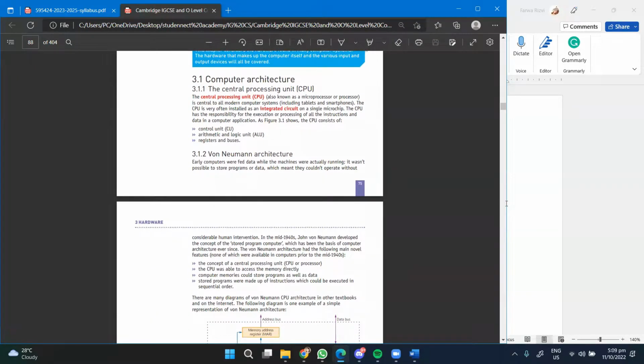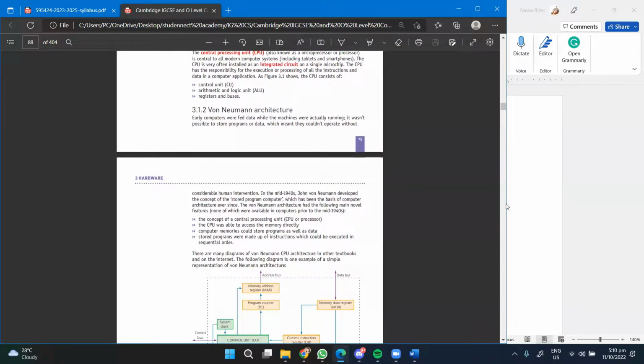So the main architecture that we commonly understand for computers is called the von Neumann architecture. This is by a scientist called von Neumann. He named it after himself. In the earlier times, computers were fed data while the machines were actually running. It wasn't possible to store programs or data, which meant they couldn't operate without a person. This was very inefficient, there wasn't any proper interface, and a computer couldn't function on its own without a person. So it was becoming very hard to deal with. Then von Neumann made up an architecture for computers to make them function better, and an automatic characteristic would come into it too.